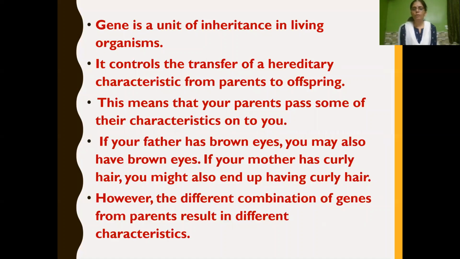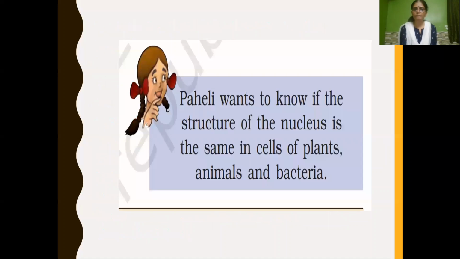How does this different combination of genes from parents result in different characteristics? That is why we human beings are unique. We don't resemble each other exactly, isn't it? This uniqueness comes due to different combinations of genes from both the parents resulting in different characteristics.